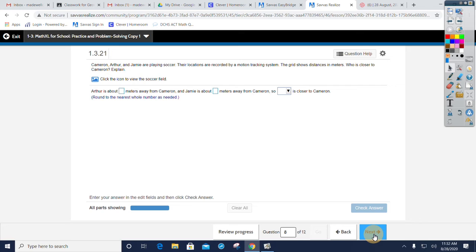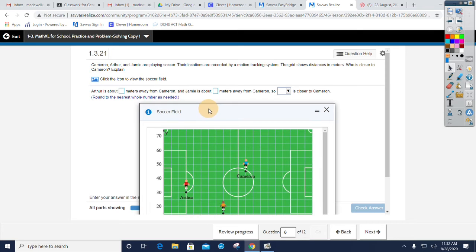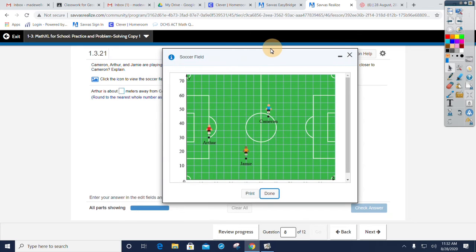All right, now let's click on this little picture here. If you haven't done one like this before, click on the picture so you can see it. It says Cameron, Arthur, and Jamie are playing soccer. Their locations are recorded by a motion tracker system. The grid shows distances in meters. Who is closer to Cameron? All right, so you want to figure out who is closer to Cameron. So we need to figure out the distance from Cameron to Arthur, and we need to figure out the distance from Cameron to Jamie.